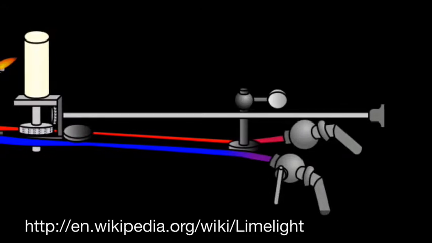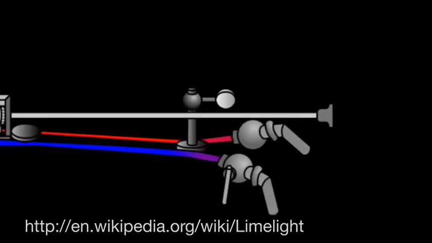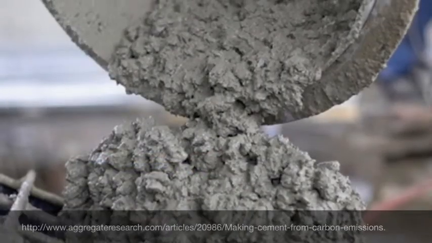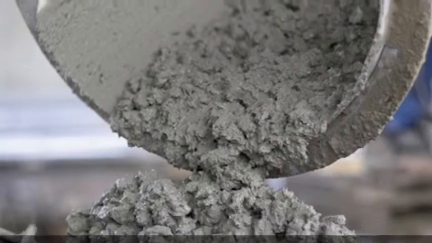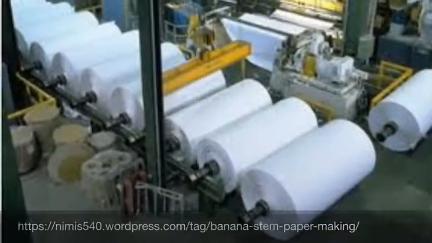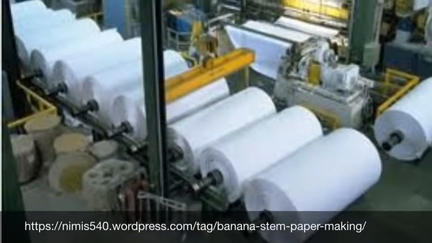Before electricity, it was often used as lighting, as shown in this image, hence the term limelight. Calcium oxide is a key ingredient to making cement, which is obviously used across the world, making it very useful. In paper, calcium oxide is used to regenerate sodium hydroxide from sodium carbonate at pulp mills.